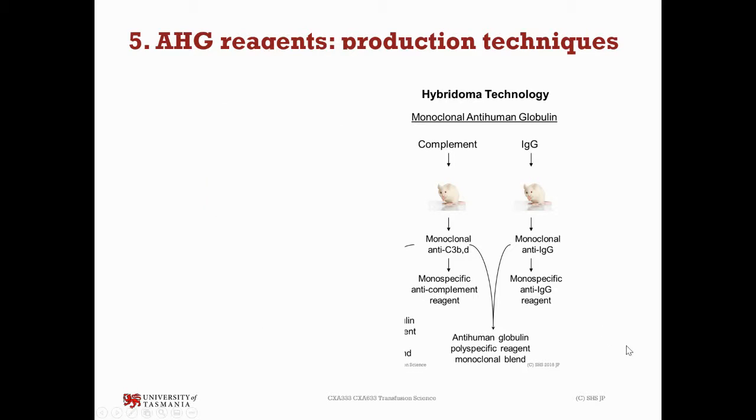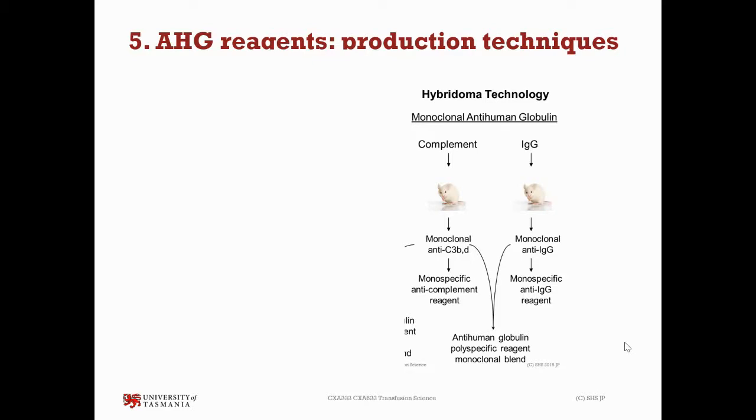So when we look at the hybridoma technology, usually it's rabbits that are used for the polyclonal reagents. When we're looking at the hybridoma monoclonal technology, we tend to use mice, and we would use one mouse. And we would use the B lymphocytes from the spleen of one mouse, because that's all we need.